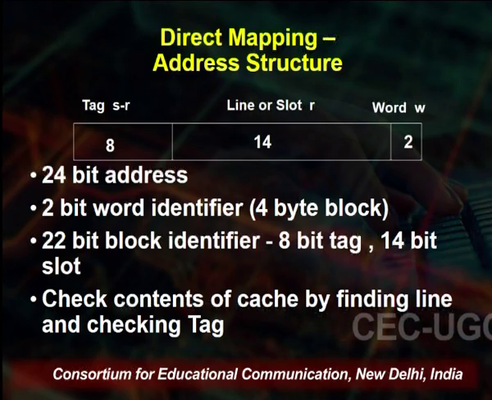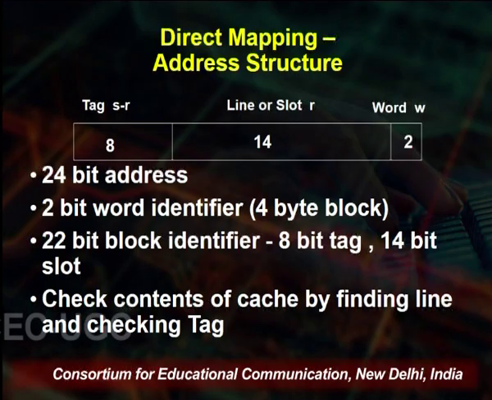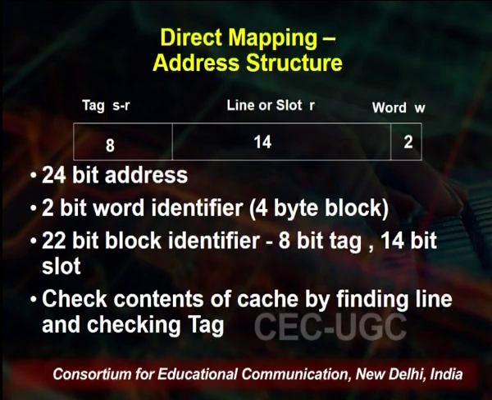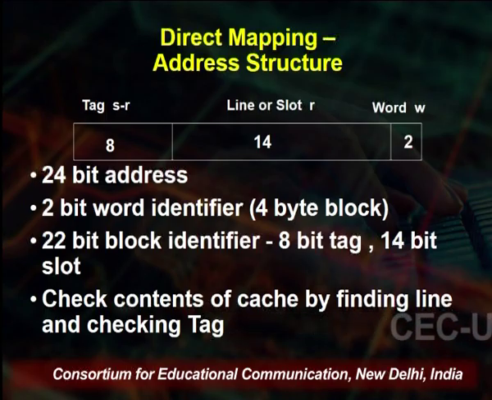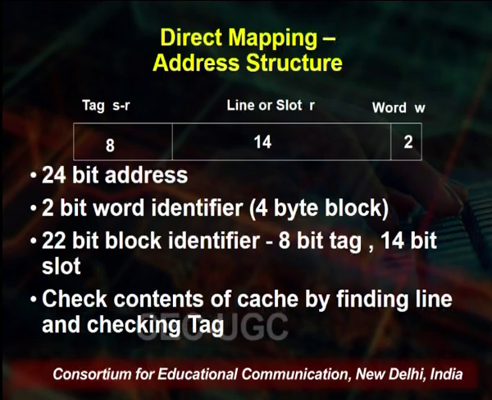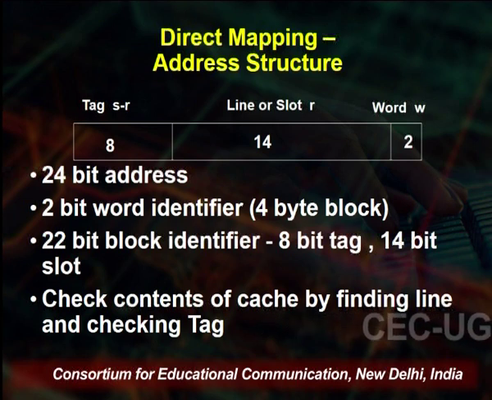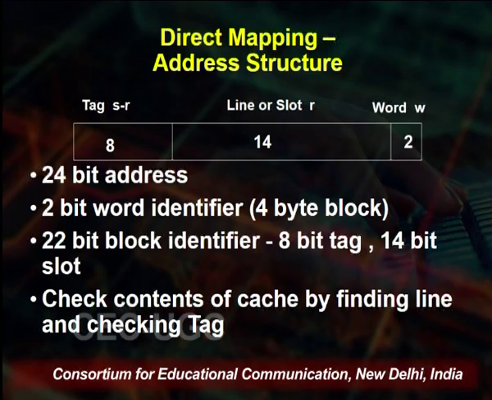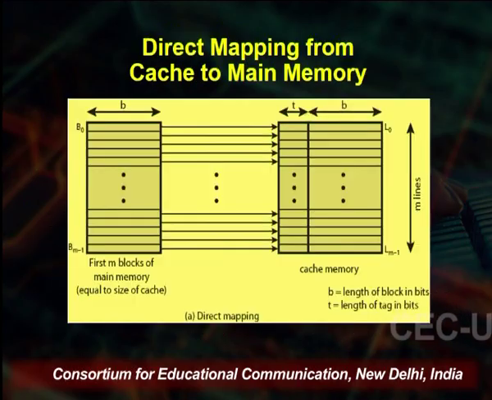Then look at the 8 plus 14, which is the 22 out of the 24 bits. We divide it into two parts, 14 bits and 8 bits. 14 bits are being used to identify the line that is being used, whereas 8 is being used for the tag. So, this is how an 8-bit tag and a 14-bit slot are being used. 2 bits is for the word identifier.